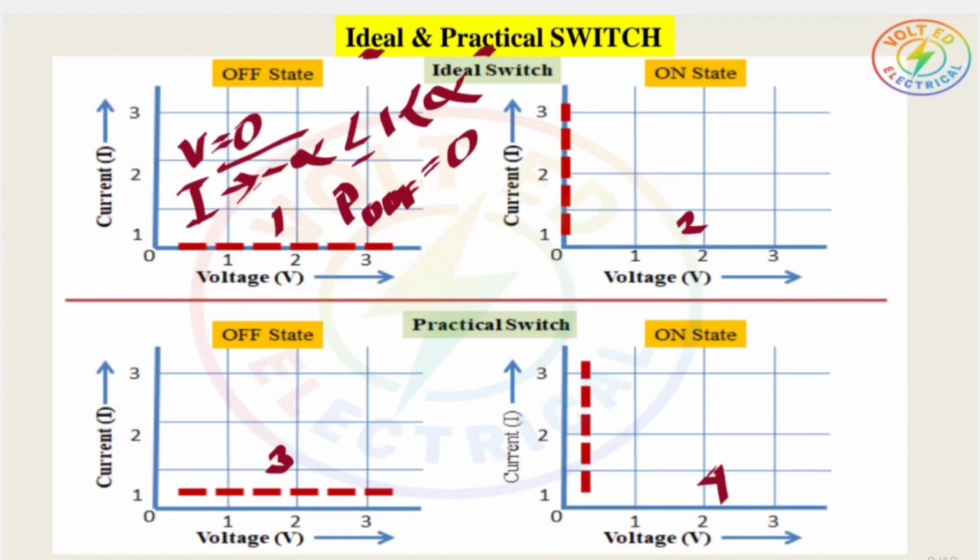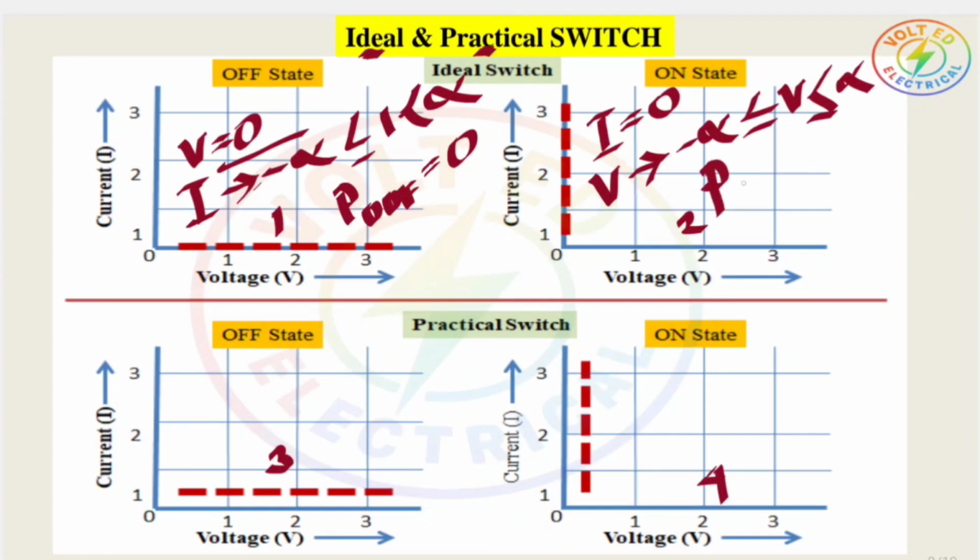Now if we see the characteristics of the on state, here the current is 0 but voltage has some value. So we can write that current is 0 and voltage will be minus infinity to infinity. So this is the condition. So here also P on is equal to 0 as current is 0. So from the ideal switch you can say that power loss is 0 in both the off state and on state.